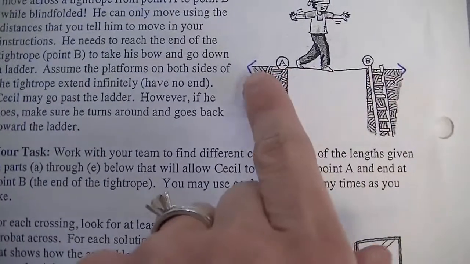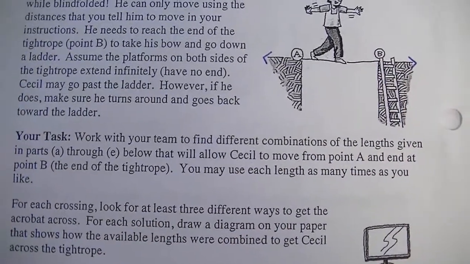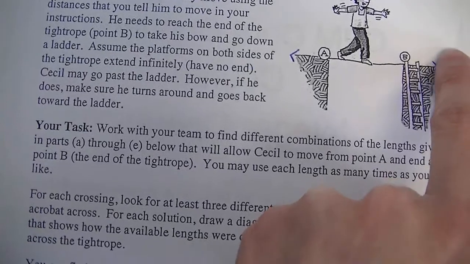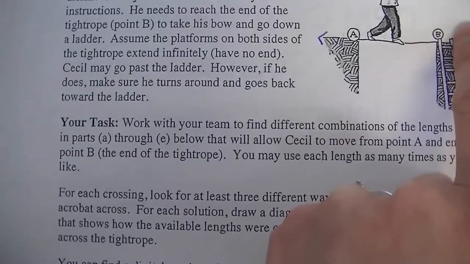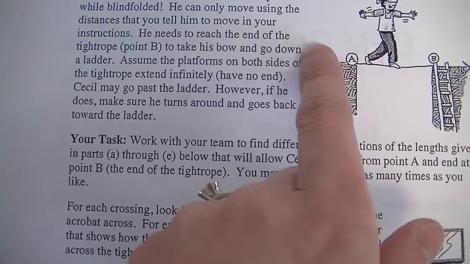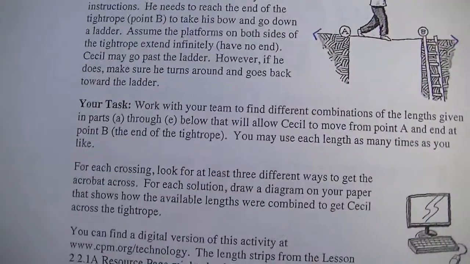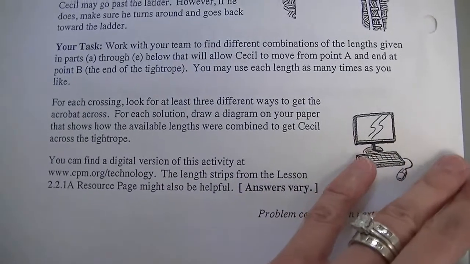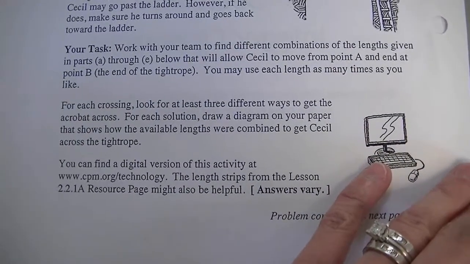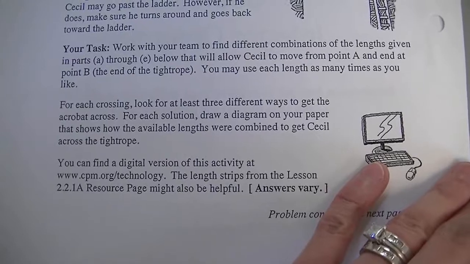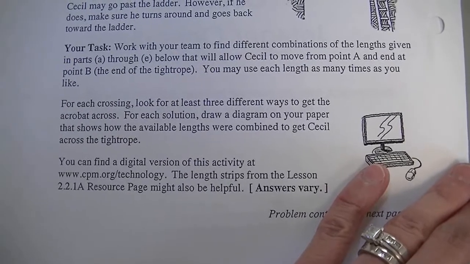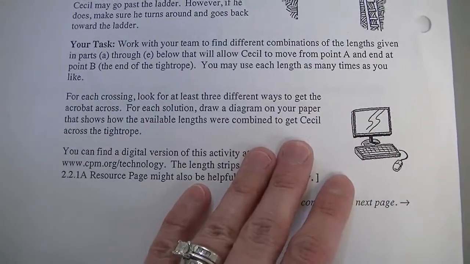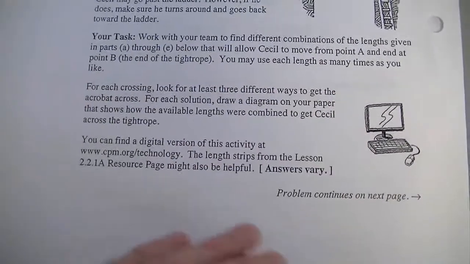It has no end, so that's why I added little old arrows right there. Cecil may go past the ladder. However, if he does, make sure he turns around and goes back toward the ladder. And again, he's also allowed to go this way and then turn around and go back toward that ladder. So your task in class today was to work with your team to find different combinations of the lengths given in parts A through E that will allow Cecil to move from point A and end at point B. And you can use each of the lengths as many times as you like.